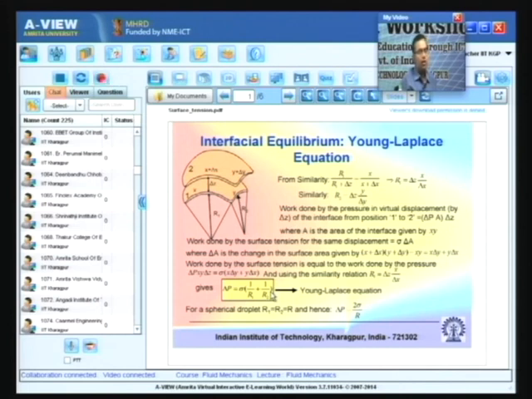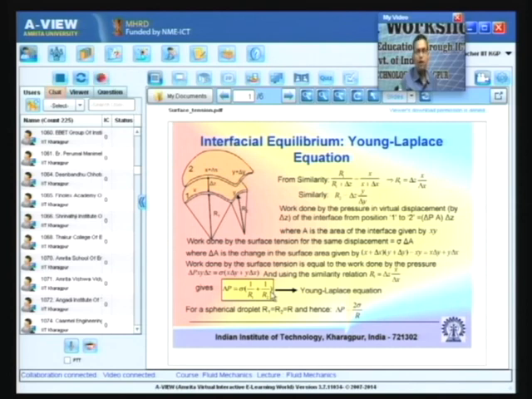On the other hand, for a bubble which has two interfaces, one inside interface and another outside interface, for each interface we have a pressure drop of 2 sigma by r. So, the total pressure drop across the inside and outside of the bubble is 4 sigma by r. So, it depends on whether we are talking about two interfaces or a single interface.